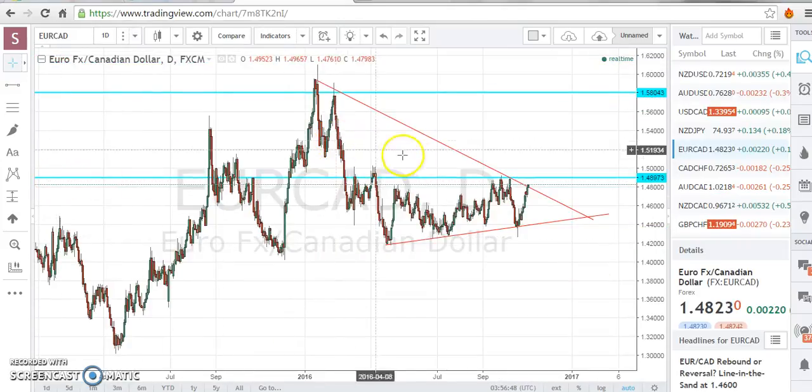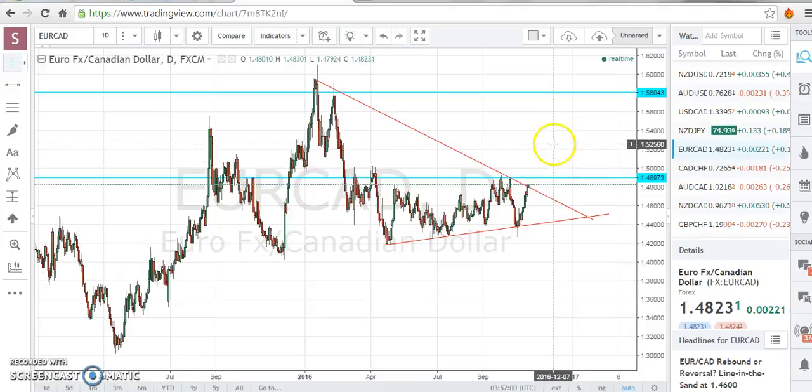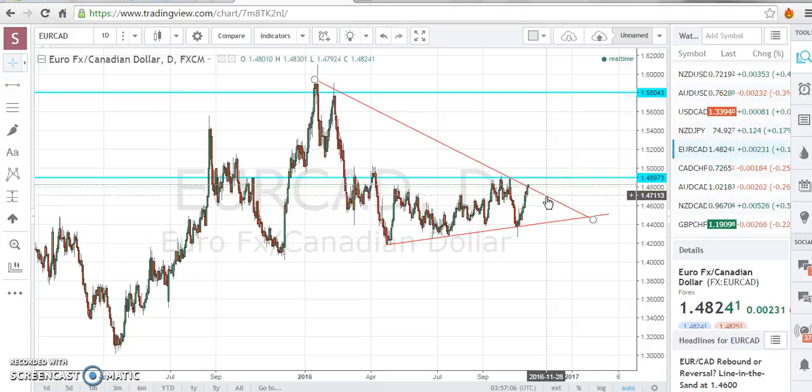Once that happens, you see I already have my resistance area drawn up here. So I will look to see if it's going to break this area. If it does break this area, I believe it's going to be a nice rise. But if it falls, we're going to look to at least take it back down to the trend line. If we get a close underneath the trend line, we're going to take it back down to the bottom.